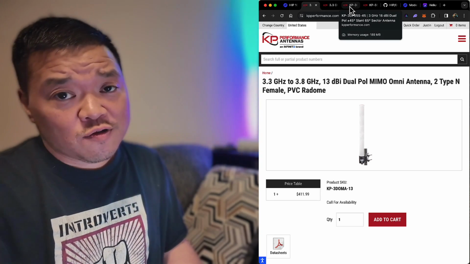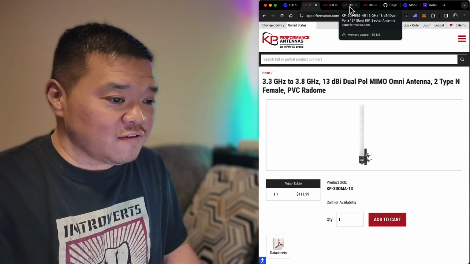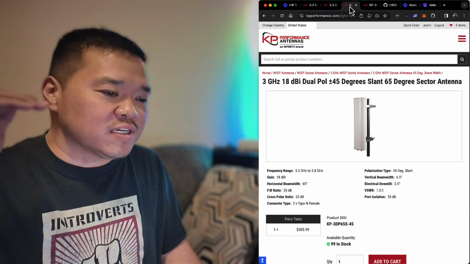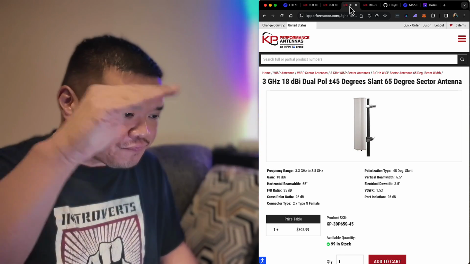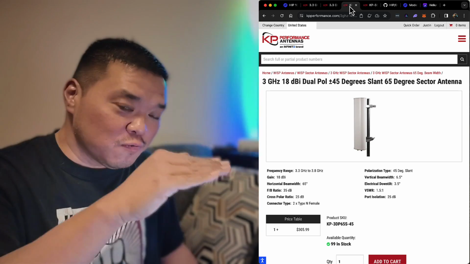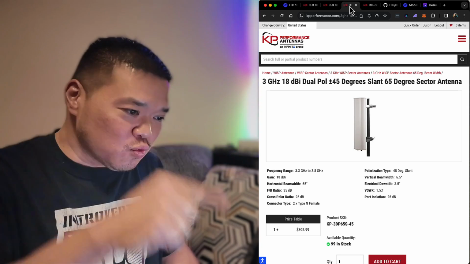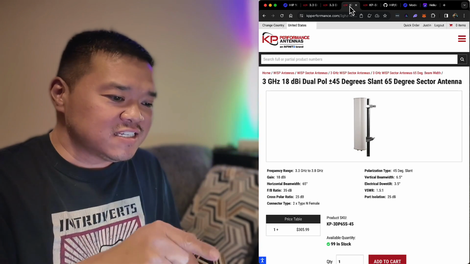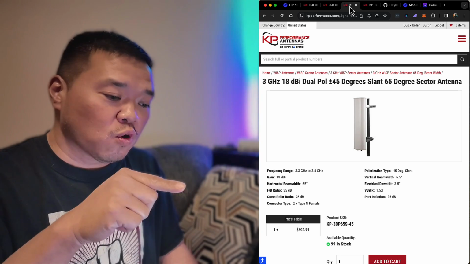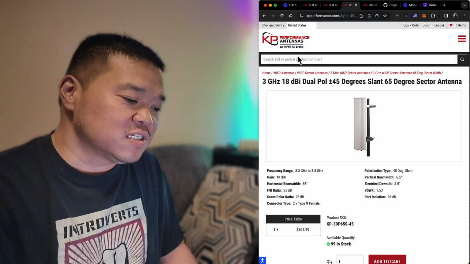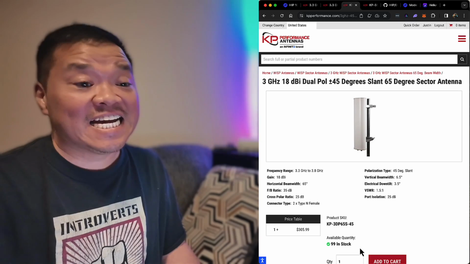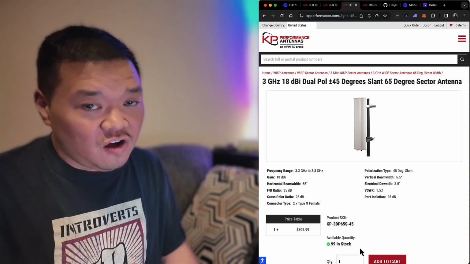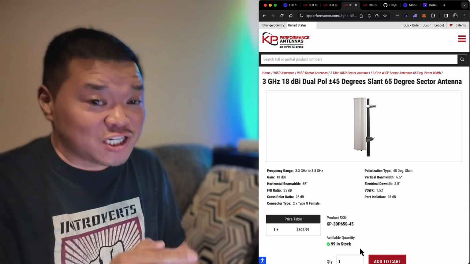So I had to look at my other options. And fortunately for me, one of my other options, because I'm pointed at a very specific angle down one area, this one here, this 18 dBi dual polarity 65 degree sector antenna worked great for me. And as you can see, available quantity, 99 in stock. If it shows a stock number, it means they actually have it. So I called, I verified, they do.